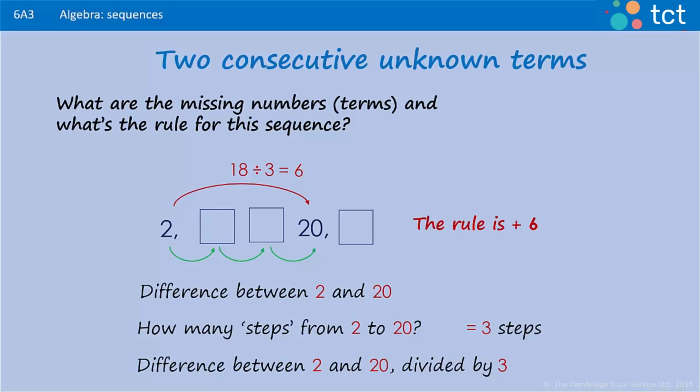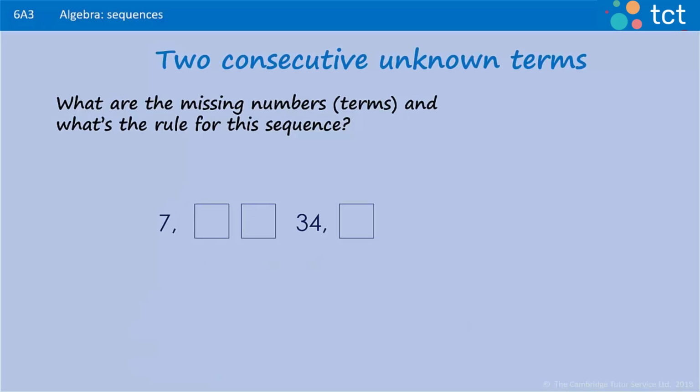Let's test it. 2 add 6 is 8. 8 add 6 is 14. 14 add 6 is 20. So 20 add 6 is 26. Here's one for you to try.